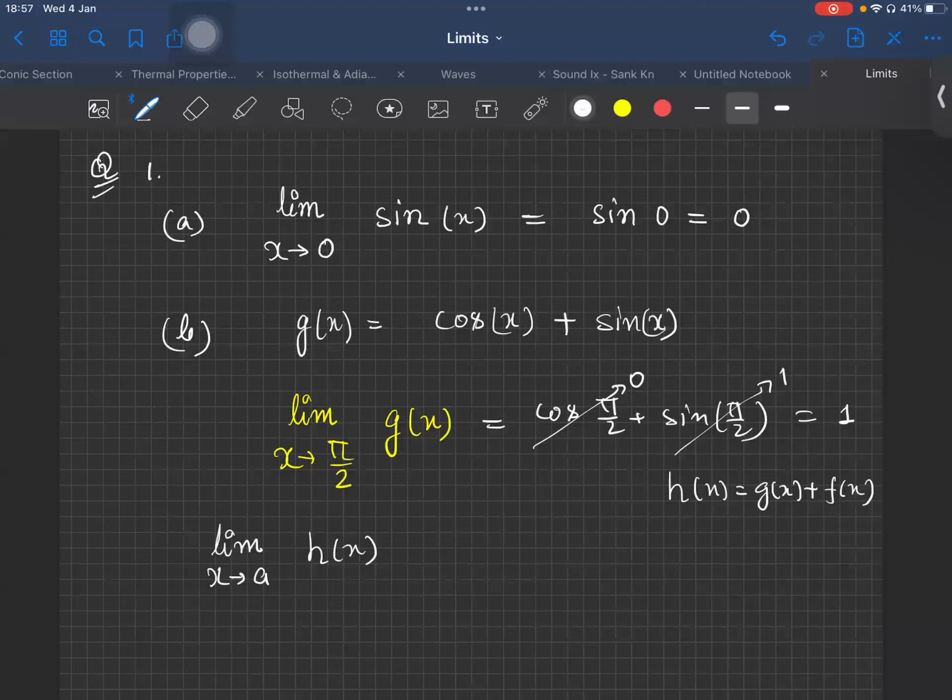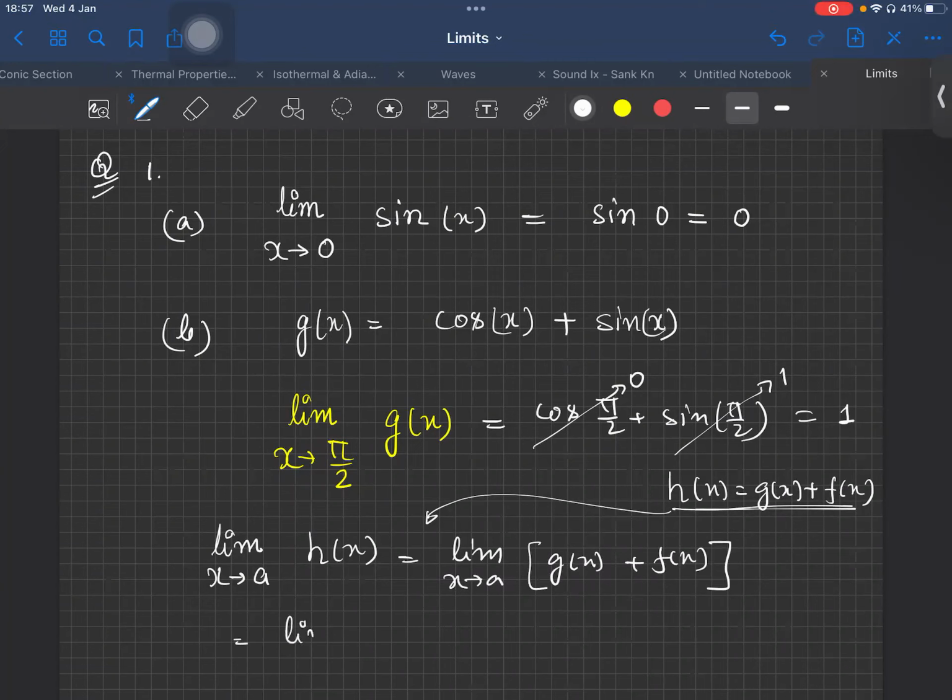Let's understand the concept. If limit x tends to a of some function h of x, given h of x is equal to g of x plus f of x, you can separate the limits for addition or subtraction: limit x tends to a of g of x, plus or minus limit x tends to a of f of x. Understood? So this is limit x tends to a of h of x. This is one of the properties of limit. Write down property 1.